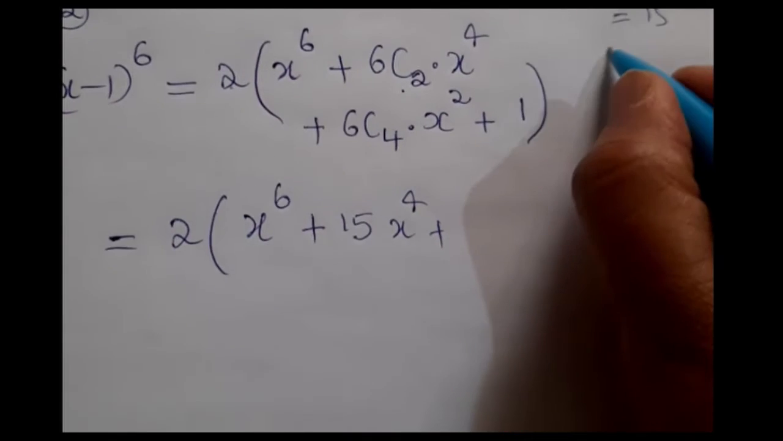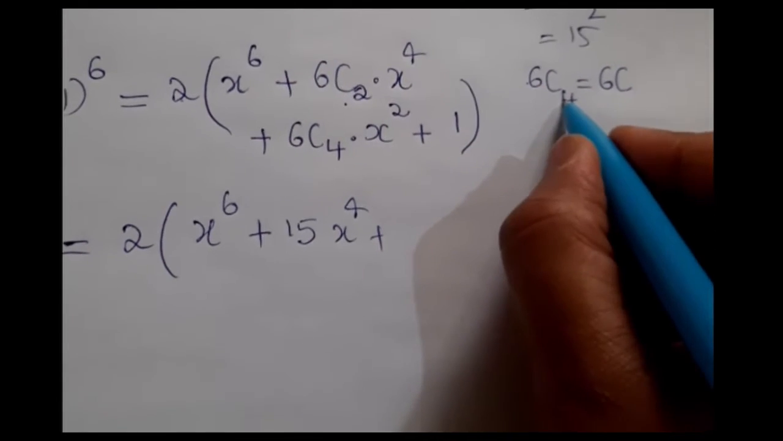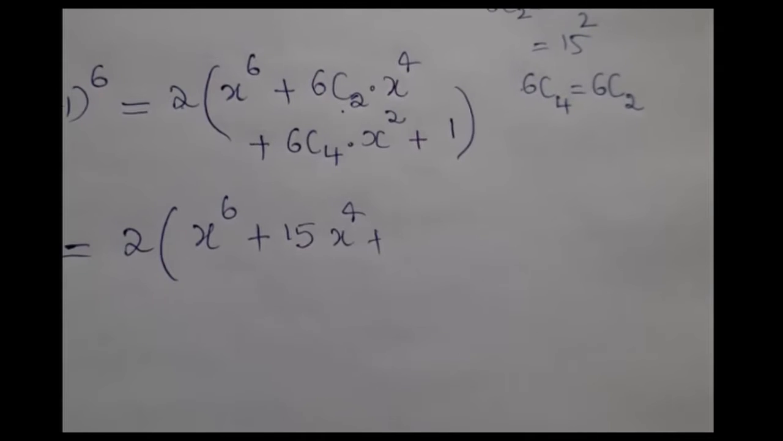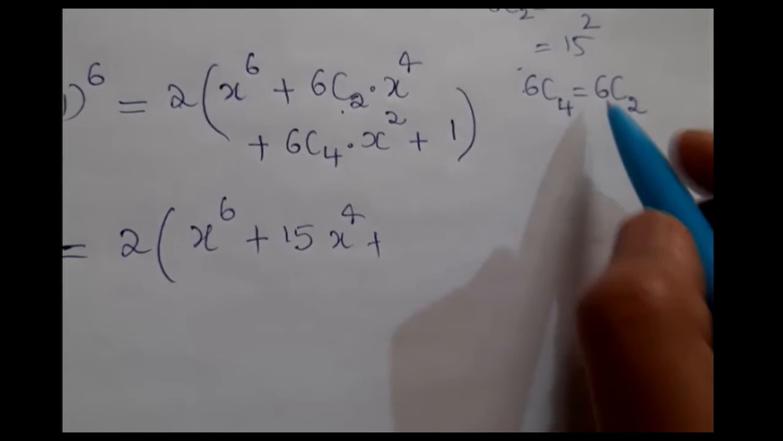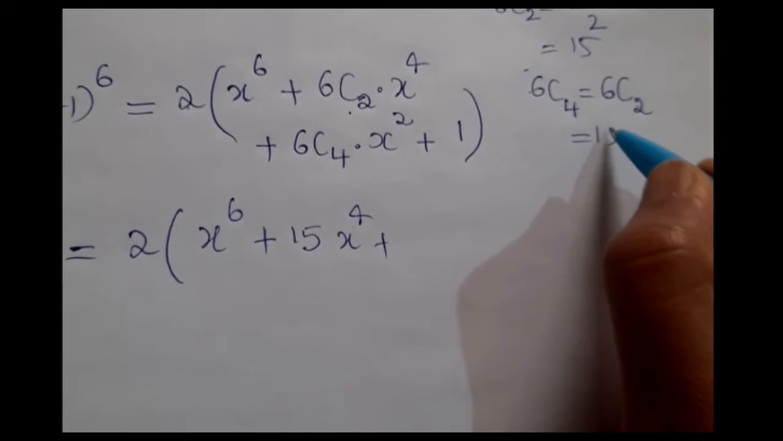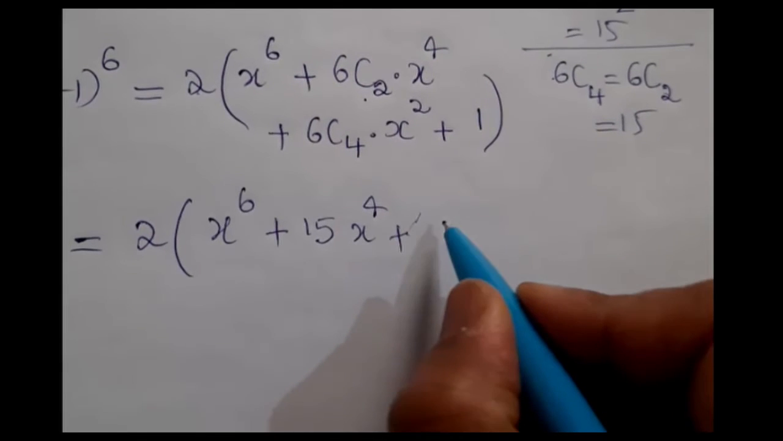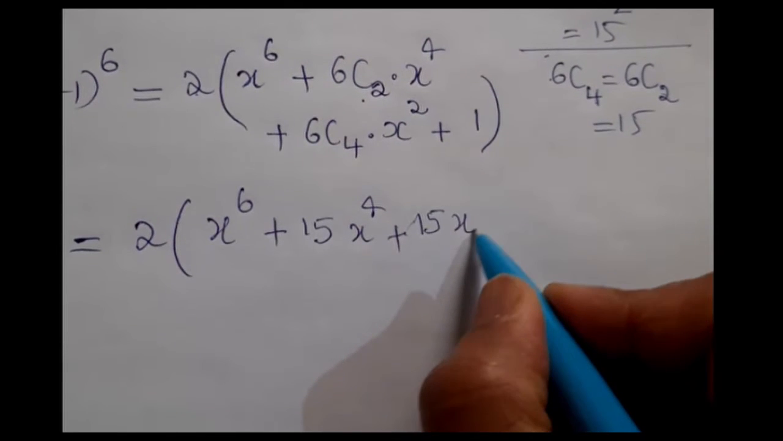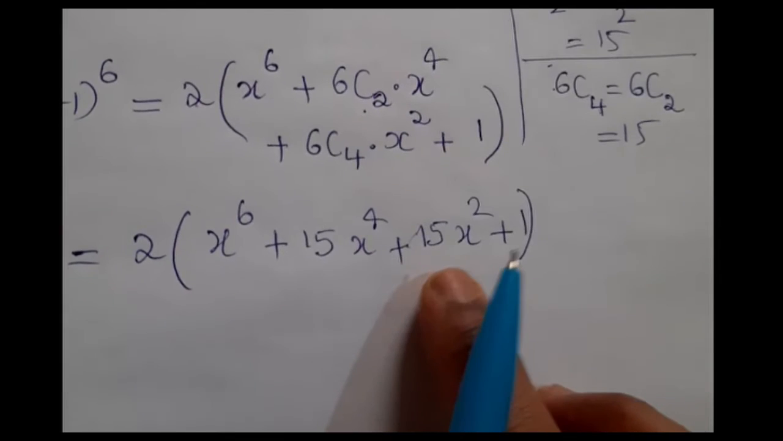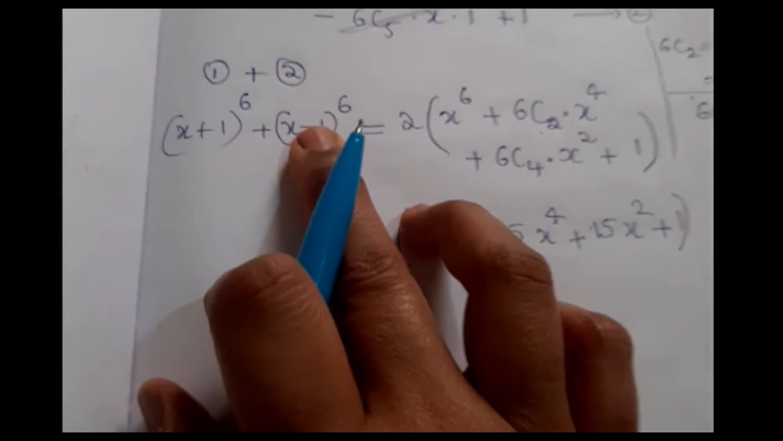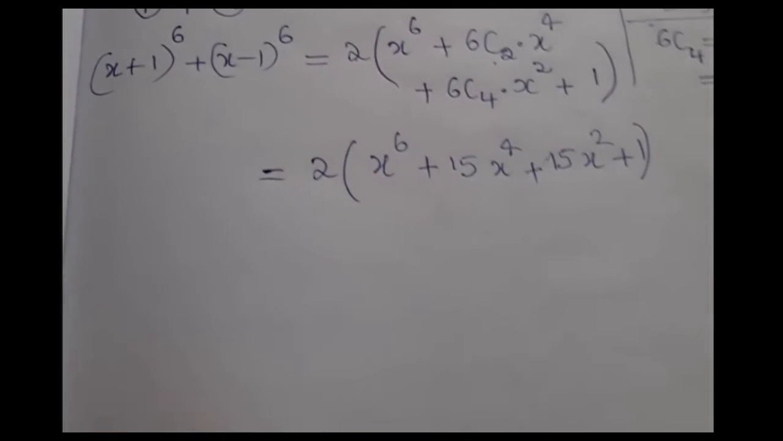Next, 6c4. How to evaluate 6c4? 6c4 is the same as 6c, 6 minus 4, using nCr equal to nC, n minus r. It becomes 6c2. We have found the 6c2 value, it is equal to 15. So you take this as equal to 15 into x squared plus 1. So this gives you the expansion of the binomial expression x plus 1 whole power 6 plus x minus 1 whole power 6.